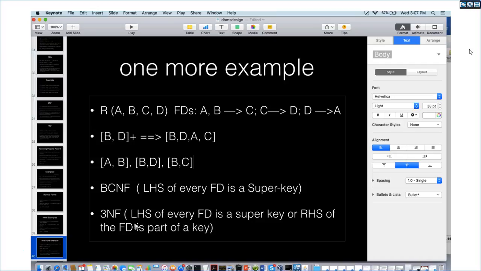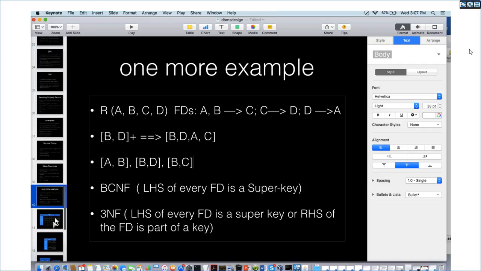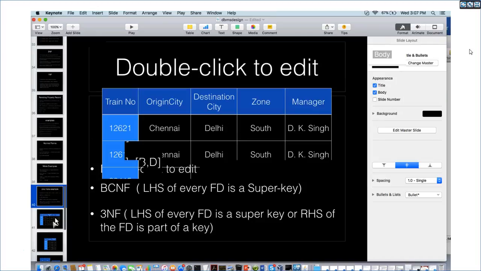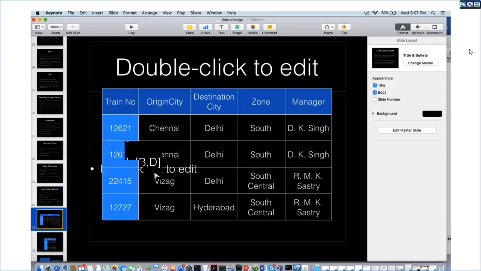In fact, I have a simple example here. Look at this train example, which we put previously. We have this 1261 train number. I think this is the Chennai Delhi Tamil Nadu Express. Zone is South Zone. Manager is DK Singh. Now look at this number. This is actually, I think, the Grand Trunk Express.